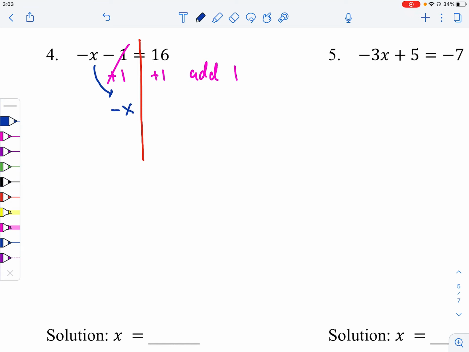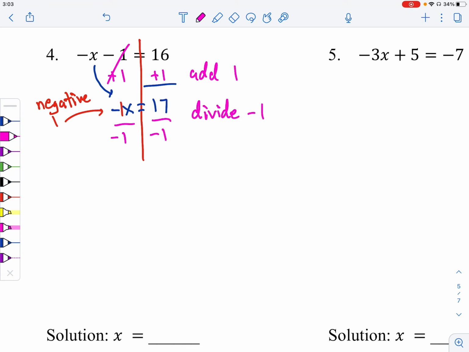We have -x equals in the middle, 16 plus 1, 17. And then we have -x. Remember, if it's just a negative, no number, it's 1. Right? So this is a -1 right there. So that means we have to detach by dividing by -1 to both sides. And that's going to cancel. So we're left with x equals -17. So our solution is -17.